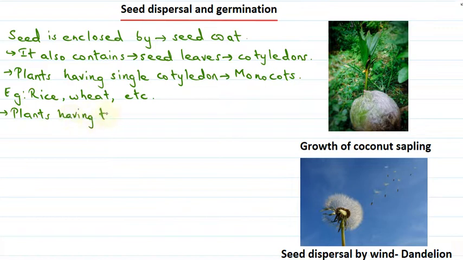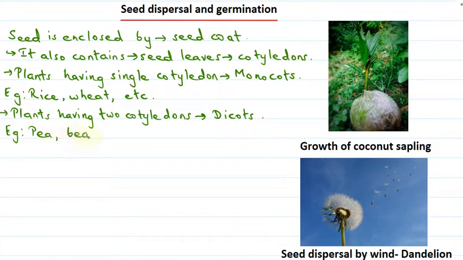Then the flowering plants having two cotyledons are known as dicot plants or dicots or dicotyledonous plants. For example, pea, beans, etc. So we know that cotyledons have food stored in them. Based on the number of cotyledons present in flowering plants, they can be differentiated as monocots as well as dicots.